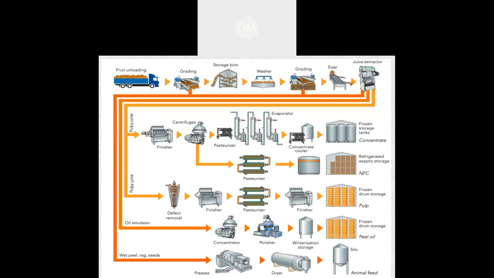So from the industry point of view, how many products are prepared by industry. So this is one example of which type of operations are exactly involved in processing.